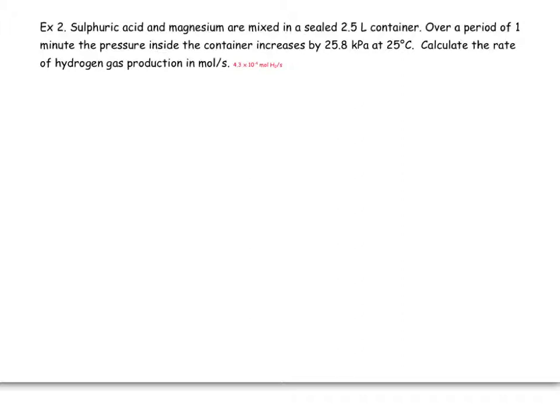So this experiment is employing method number 2, tracking pressure using a pressure gauge. We want to calculate the rate of hydrogen gas production in moles per second. Because hydrogen is a gas, I'm going to use the ideal gas law to figure out how many moles I have. The only thing that I'm missing here is little n.